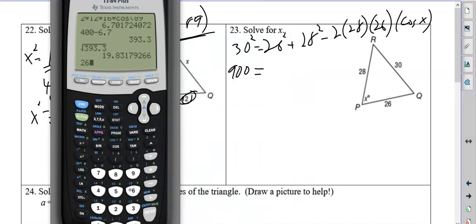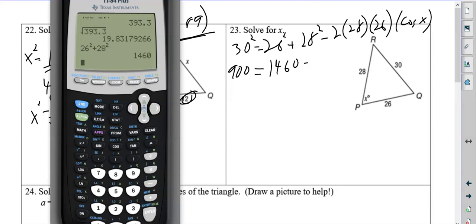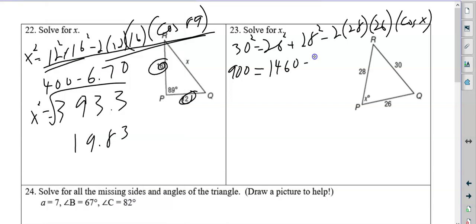So 26 squared plus 28 squared. 1460 minus 2 times 28 times 26. 1456. 1456 cosine of x. Now, think about this.